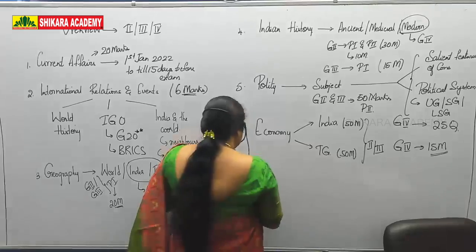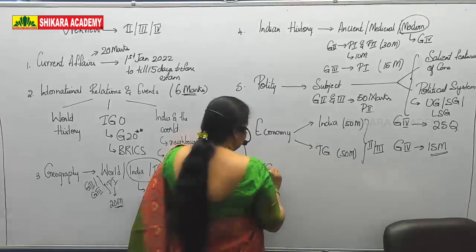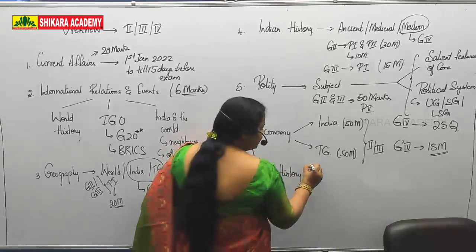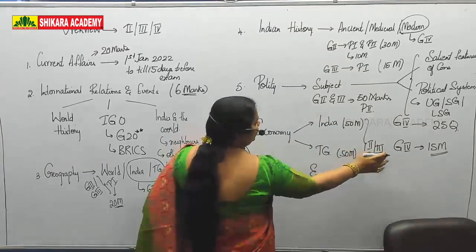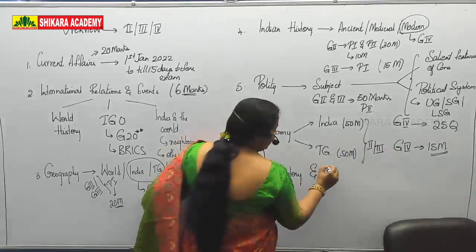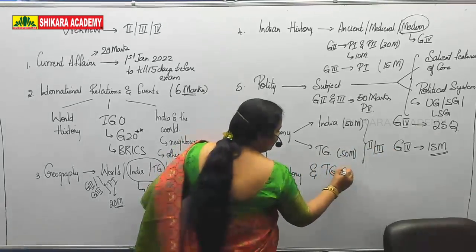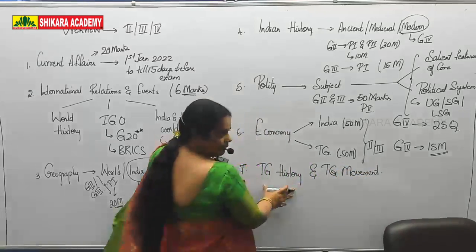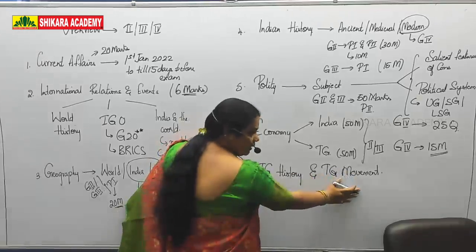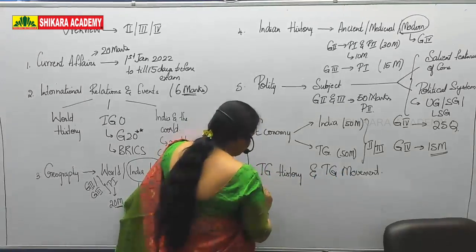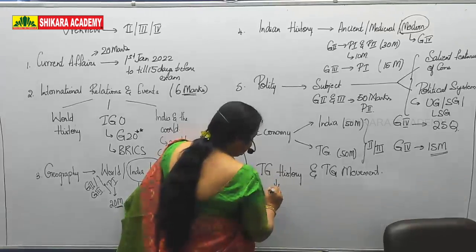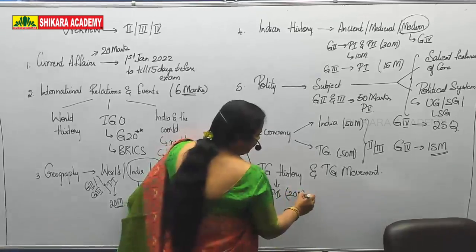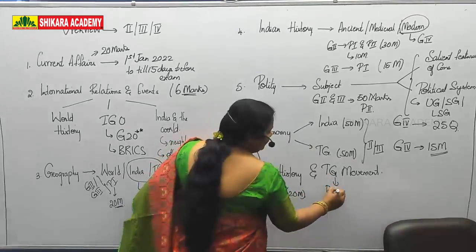Okay, 7 is Telangana history. The reason why I am mentioning Telangana history is, for some exams like Group 3 and Group 4, Telangana history and Telangana movement are given together. For Group 2, Telangana history is one paper, Telangana movement is in another paper. For Group 2, Telangana history comes under paper 2. Okay, weightage is 20 marks, whereas Telangana movement comes under paper 4.